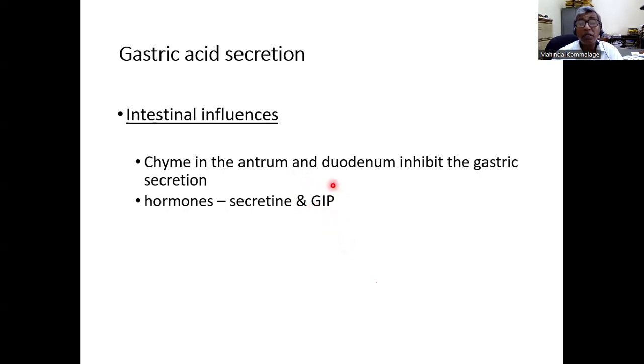So therefore, some GIP functions, gastric inhibitory peptide functions, are used to treat diabetes mellitus.